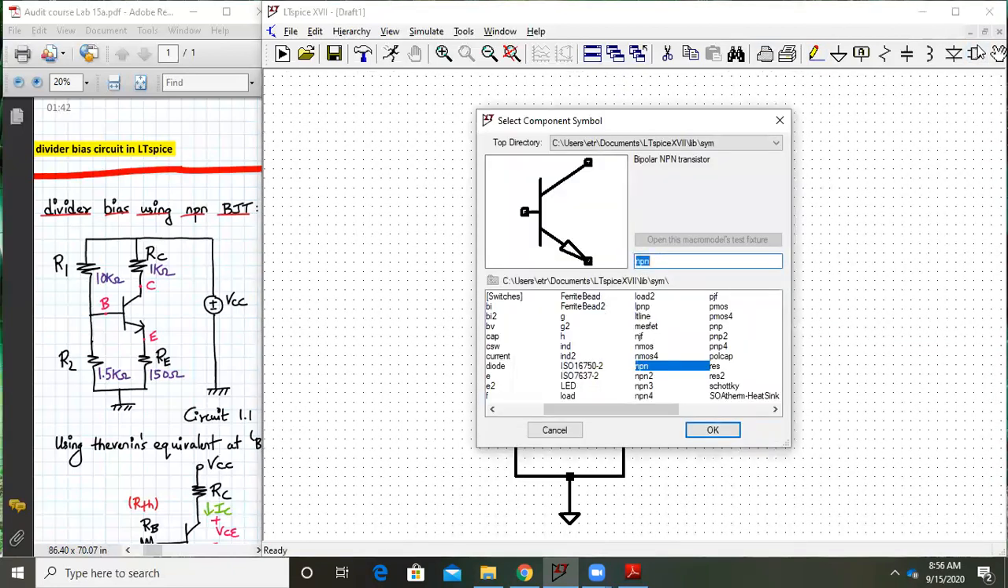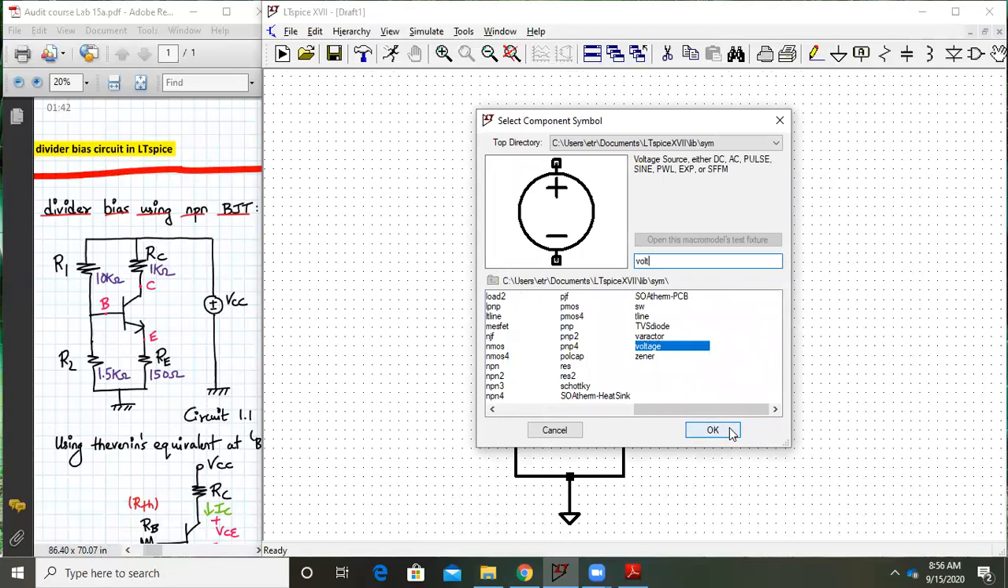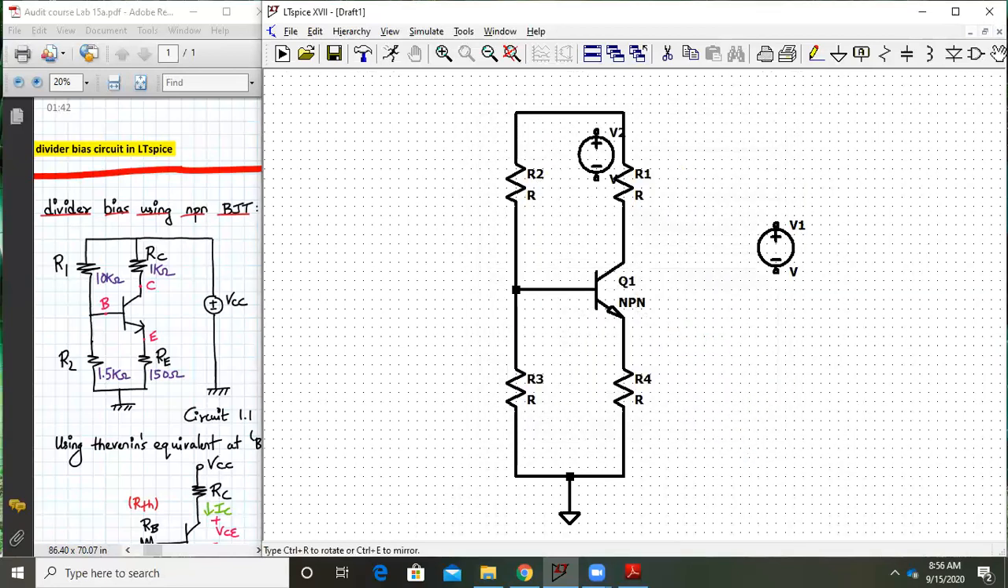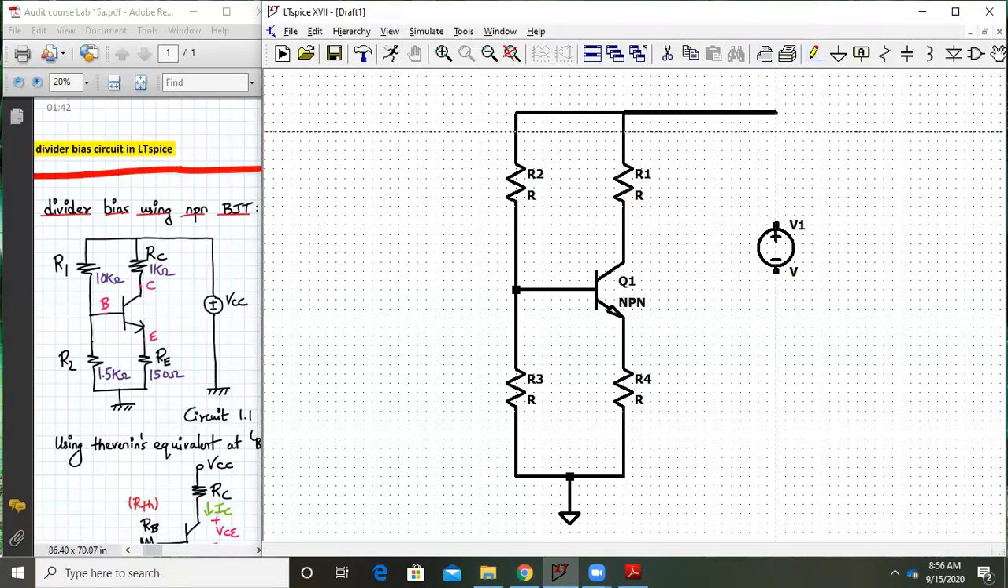So I'll go to components, type the voltage. So I'll take a voltage and connect it over here and again connect it to the circuit so that my circuit is powered up. Okay. And now I'll place the ground over here. Yeah. So my circuit is ready.